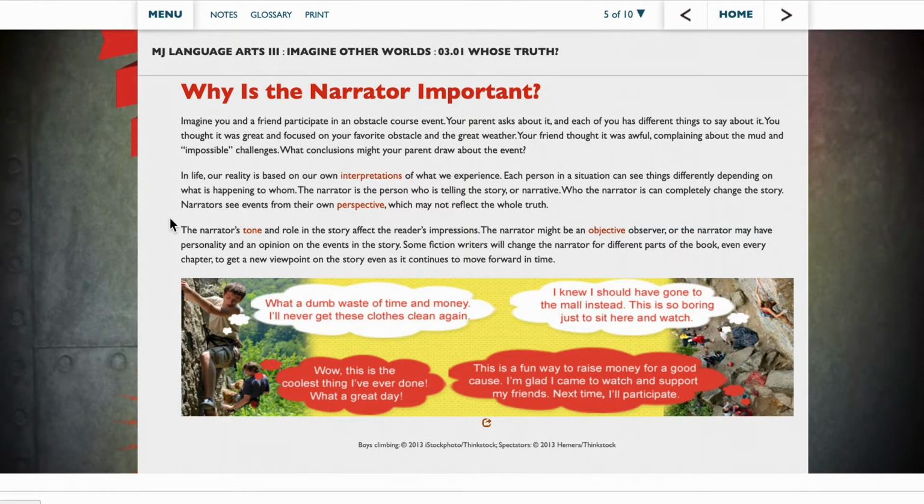Perspective is viewpoint. The narrator's tone, attitude toward the subject or audience, and role in the story affect the reader's impressions. The narrator might be an objective observer, not having a personal opinion regarding a situation. Or the narrator may have personality and an opinion on the events in the story. Some fiction writers will change the narrator for different parts of the book, even every chapter, to get a new viewpoint on the story, even as it continues to move forward in time.